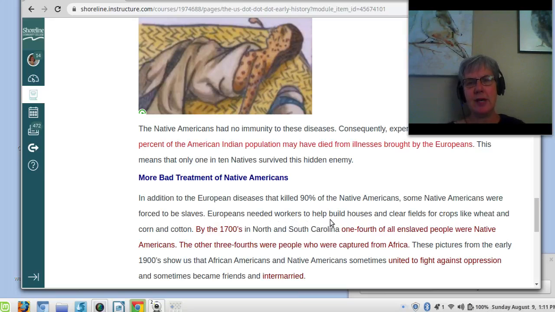Europeans needed workers to help build houses and clear fields for crops like wheat and corn and cotton. By the 1700s in North and South Carolina, 1/4 of all enslaved people were Native Americans. The other 3/4 were people who were captured from Africa. These pictures from the early 1900s, so 200 years later, show us that African Americans and Native Americans sometimes united, went together, to fight against oppression, and sometimes became friends and even intermarried.